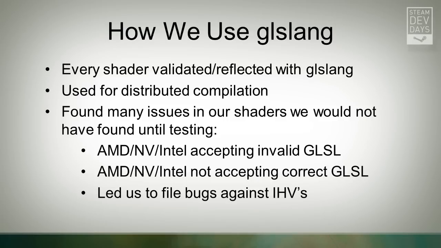So the way we use glslang in Source 2 is that basically every shader we have is validated and reflected using the tool. Our distributed compilation system will farm out compilations to multiple machines, and each of them invokes the compilation using glslang. And because there's no hardware dependence with glslang, it doesn't matter what hardware is in the machine.